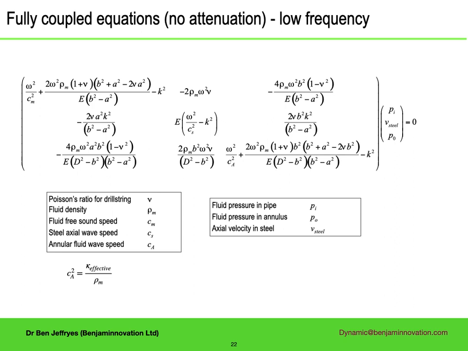We can go through the same 3D to 1D integration process as I described at the beginning of this presentation for the whole system, and end up with a set of coupled equations for the fluid inside the pipe, the fluid inside the annulus, and the axial motion of the steel. I have written them here in terms of pressure for the fluid and axial motion for the steel. They are fully coupled. There are no zeros in the matrix.